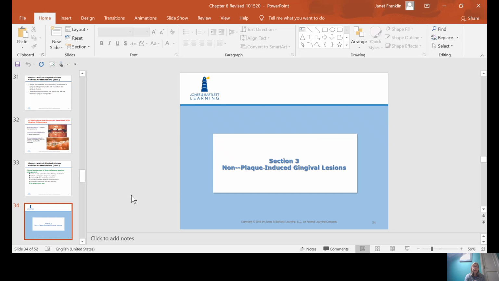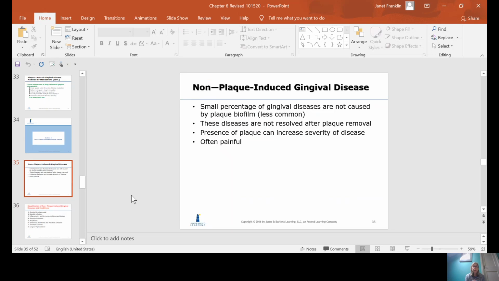So now we have non-plaque induced gingival lesions. These are gingival lesions that occur that have nothing to do with the accumulation of plaque. They are the smaller, if even hardly existent, in our clinic group. When you see a patient and you see inflammation in the tissues and you see bulbous interdental papilla, and you see the tissues are red, there's edema present, unless you see some reason to believe that it's a non-plaque induced, it's going to be plaque induced. So you're going to go with plaque induced unless you can prove otherwise.